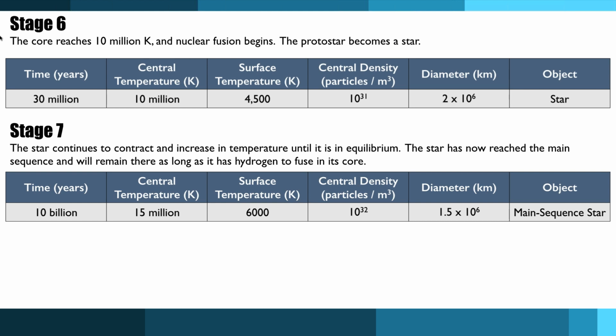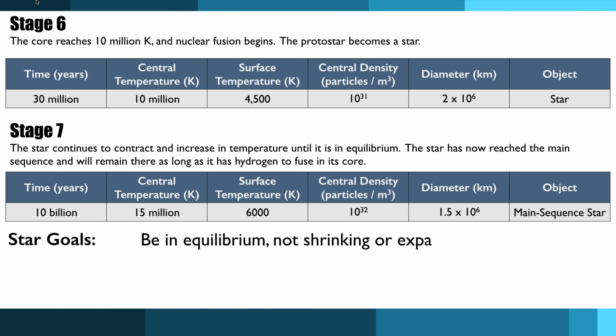Stage 7, it's not quite to the main sequence. It's stable, but it still needed a little bit more contraction in order to become fully stable, and it will stay on the main sequence for the majority of its life as long as it has enough hydrogen to complete nuclear fusion in its core. So we have now met our star goals. Step one, we're in equilibrium. We're not shrinking or expanding.